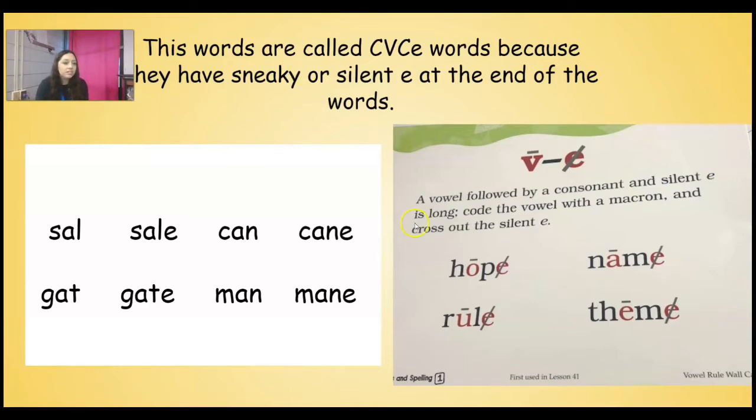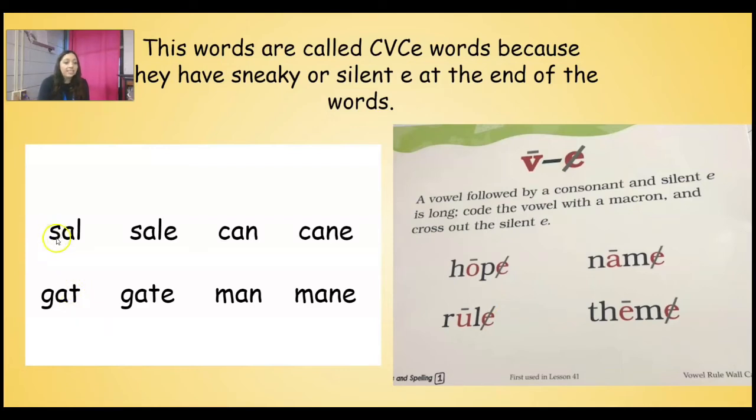So this is the rule card that we're going to follow. A vowel followed by a consonant and a silent E is long. So this is how we're going to code them. We're going to make the long sound on the vowel, remember to show us, but then we're going to cross out that E because it's a silent letter. So I'm going to show you how the difference is.